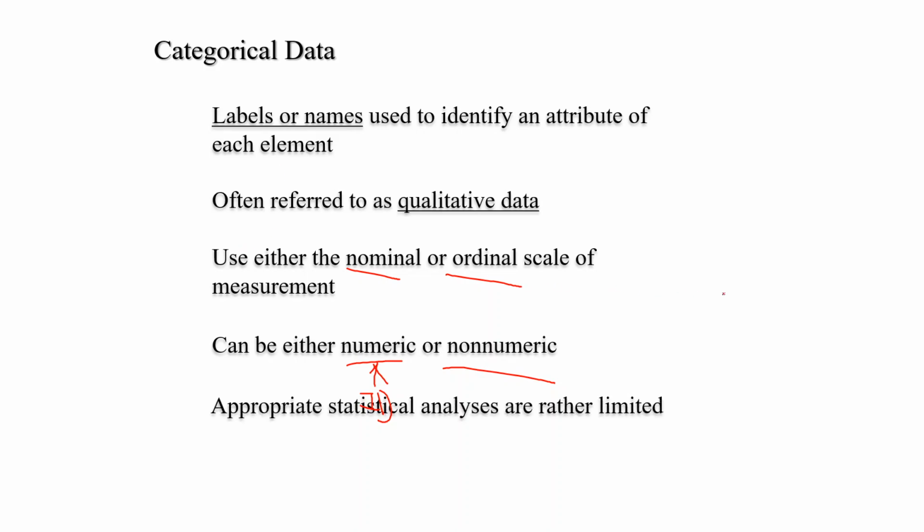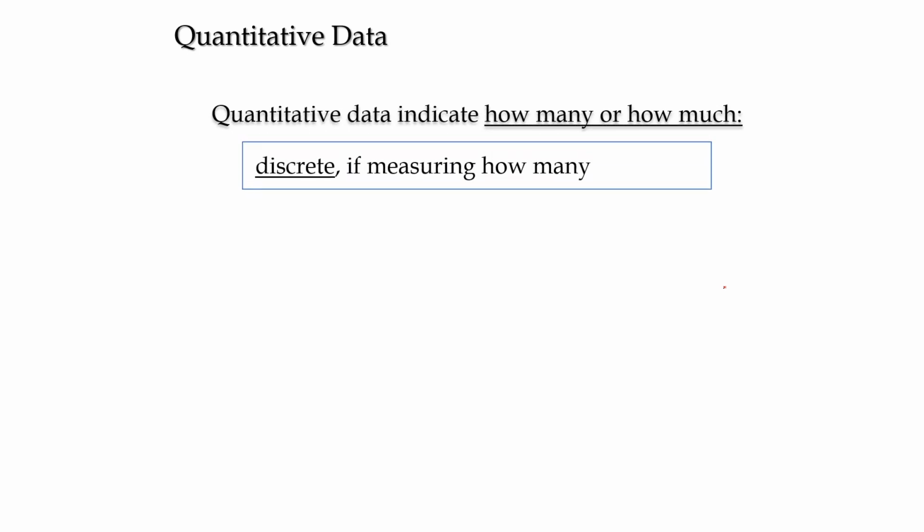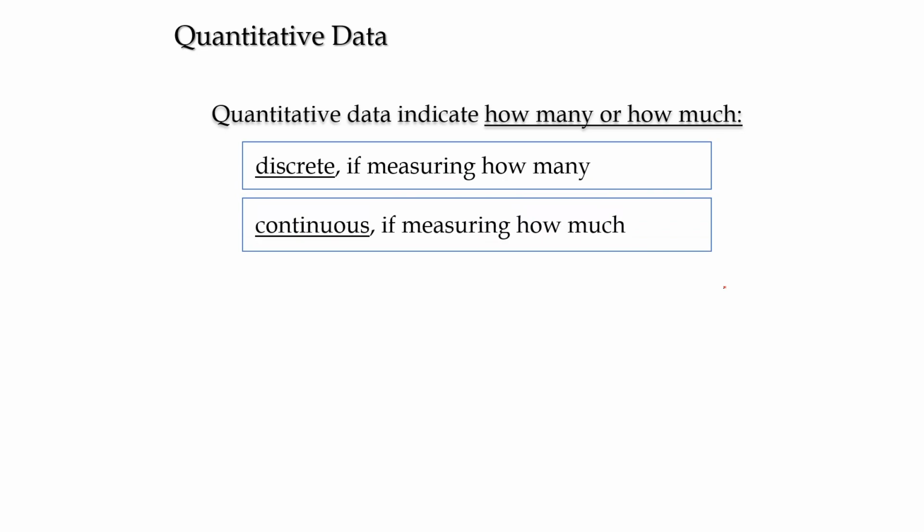For quantitative data, if it is not categorical data, it has to be quantitative data. Therefore, we don't spend time defining what quantitative data is. Instead, we look at the subcategories of quantitative data. We have two subcategories, depending on how you ask your question. If you ask how many, the data you obtain is considered discrete quantitative data. If you ask how much, the number you collected is considered continuous quantitative data.